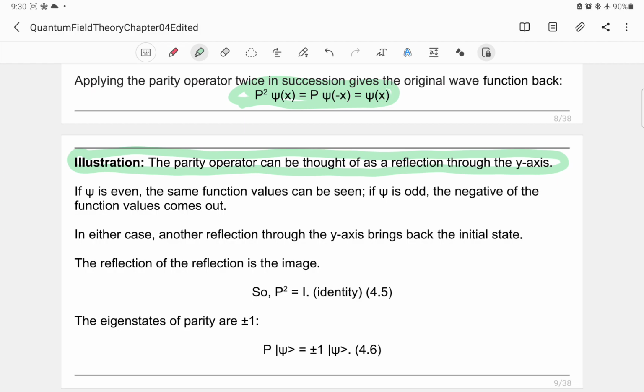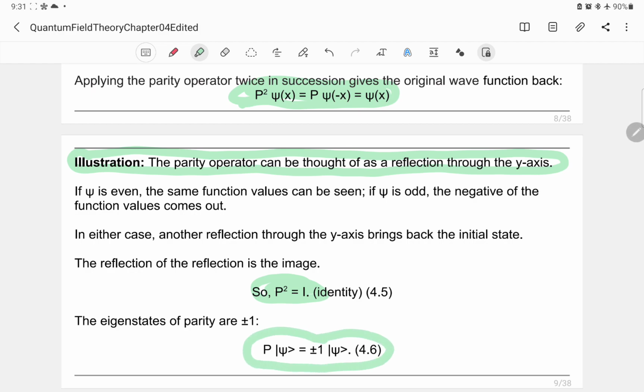So if psi is even, the same function values can be seen. If psi is odd, the negative of the function values comes out. So in either case, another reflection through the y-axis brings back the initial state. So if you operate the parity twice, you will get an identity. The eigenstates of parity are plus minus 1 here.